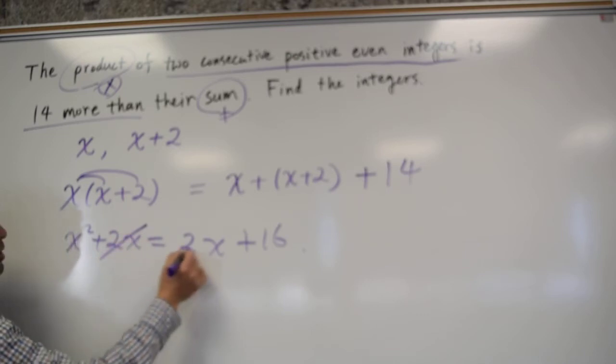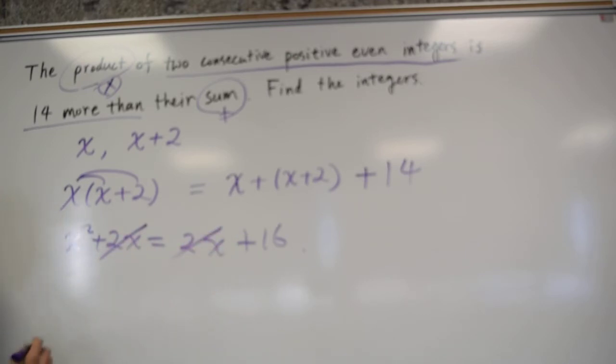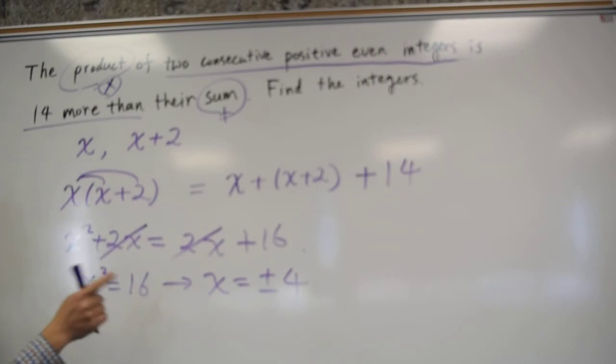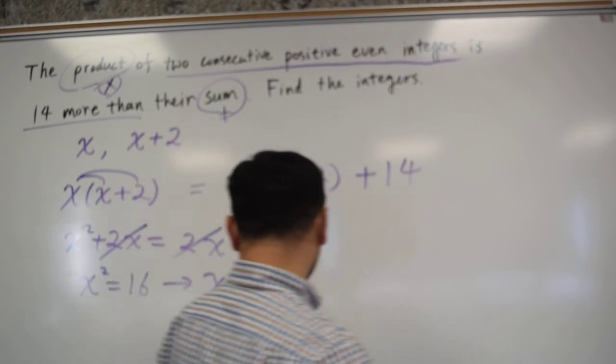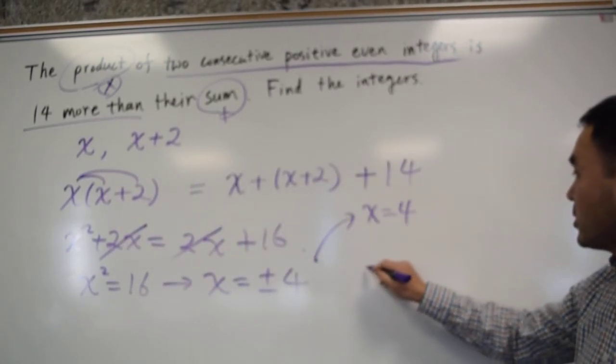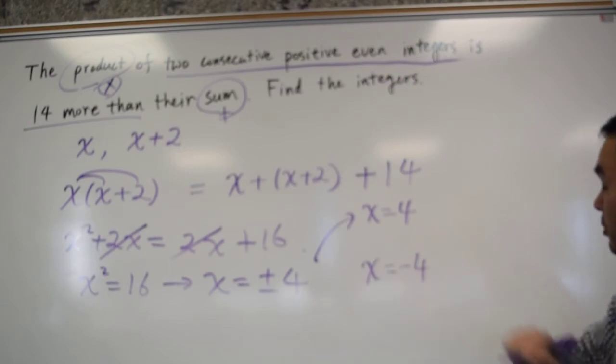Okay. Now 2x cancels. You can subtract 2x from both sides. So x squared is 16. Now, if you take the square root, you get x equals plus or minus 4. Whenever you take the square root of both sides, remember you need a plus or minus. So you have two choices: when x is 4, when x is negative 4.